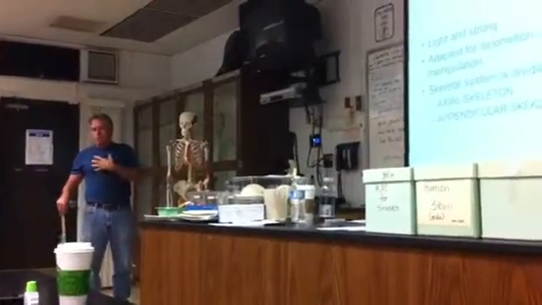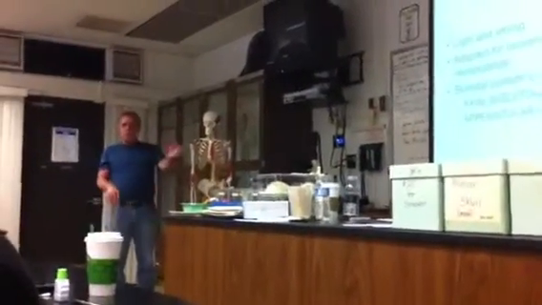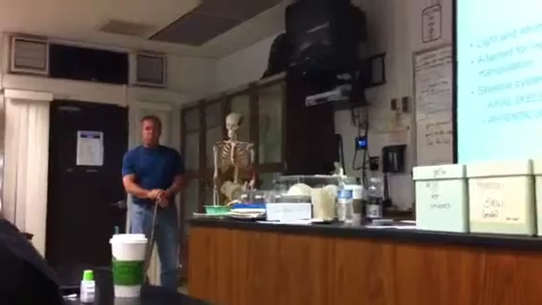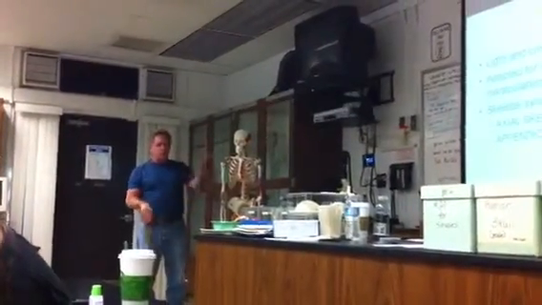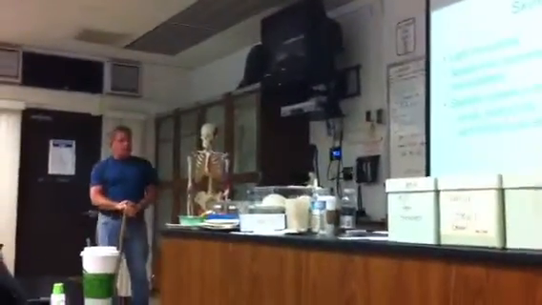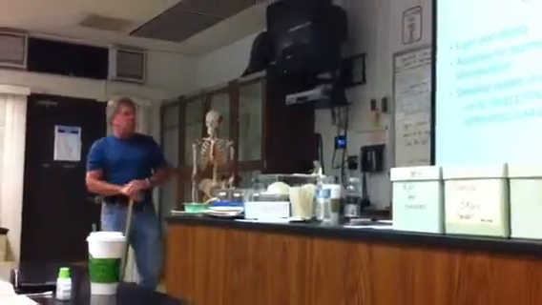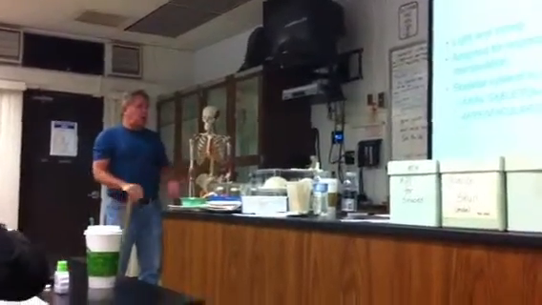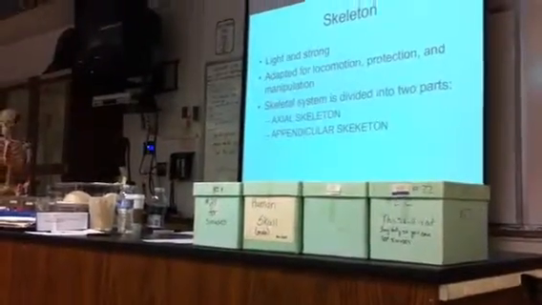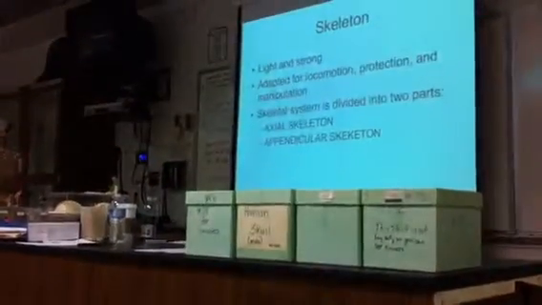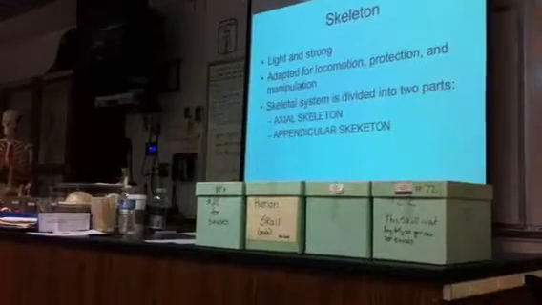Anyway, two divisions. The axial, which is just like the axis of the body: the skull, the vertebral column, and also the rib cage, the thoracic cage. So it's light and strong. It is actually really strong and fairly light, of course. And we know what it's adapted for: locomotion, protection, manipulation. The two parts you need to understand the difference between are the axial and everything hanging off of it, your arms and legs, the appendicular skeleton.